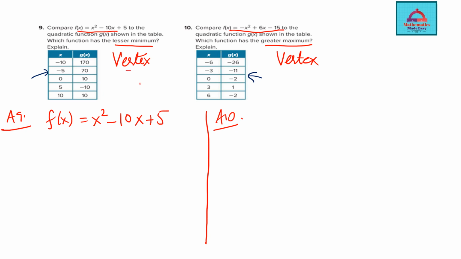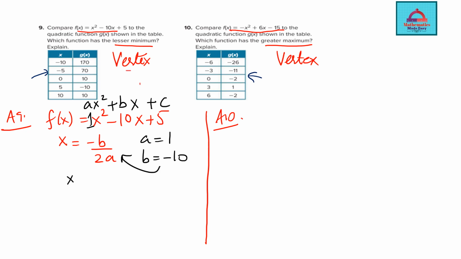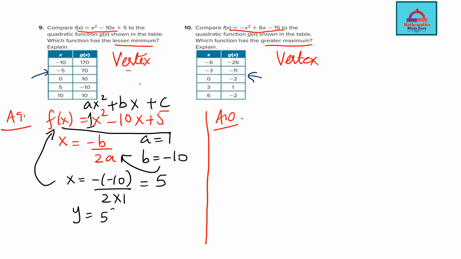The formula that you would have studied for finding the vertex is that the x coordinate is given by minus b by 2a. I'm comparing with ax square plus bx plus c. How much is a? 1. That's the coefficient here. How much is b? Minus 10. So plug in these values here. x comes out to be minus of minus 10 over 2 times 1. So this is 5. Now put this x equal to 5 back in the equation of f(x). You will get your y as 5 square minus 10 times 5 plus 5.